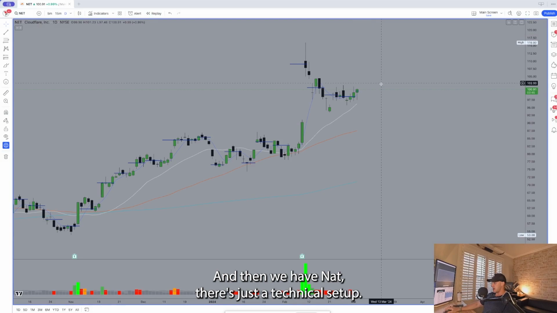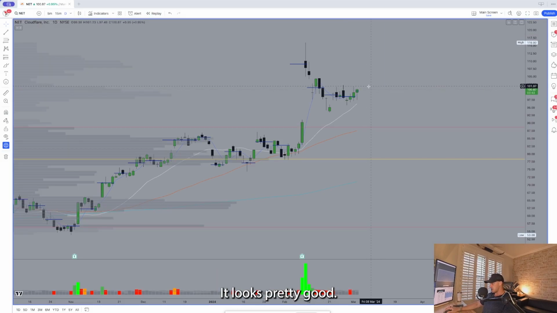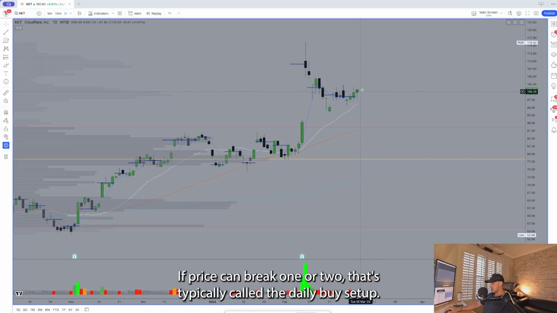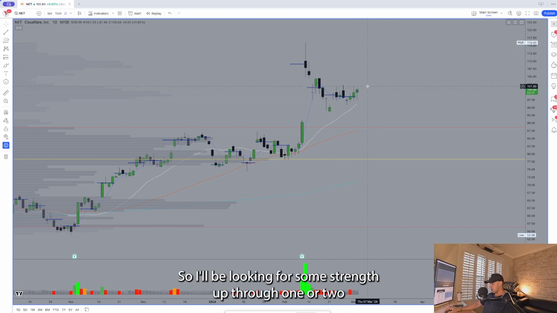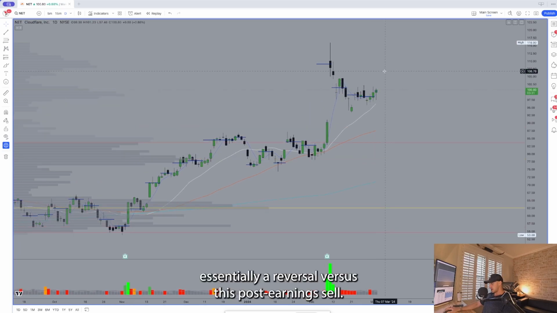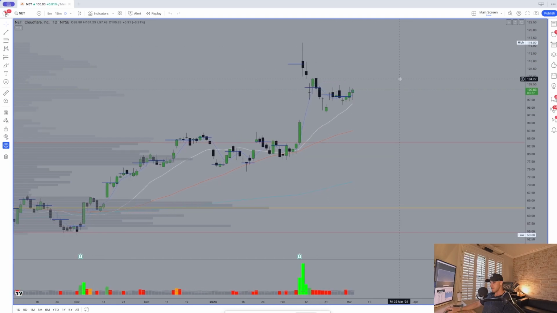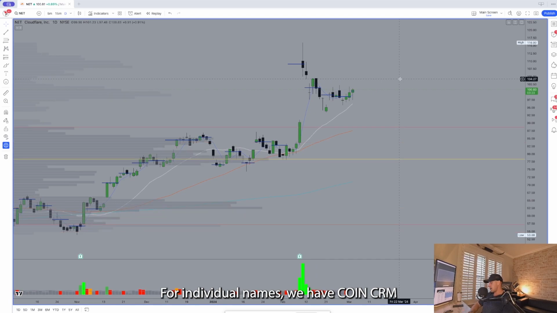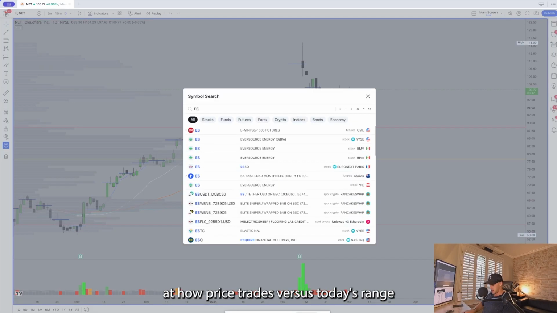And then we have NET. This is just a technical setup. It looks pretty good if price can break 102. This is typically called the daily buy setup. So I'll be looking for some strength up through 102 for essentially a reversal versus this post-earnings sell. So that's about it for individual names. We have Coin, CRM, and then NET, and then ES and NQ looking at how price trades versus today's range.